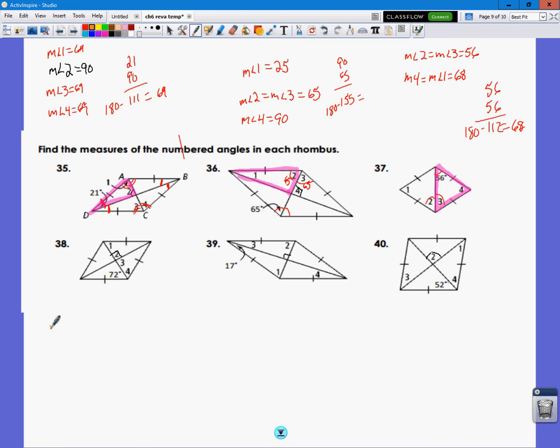Angle 2 in number 38 is the one that's 90 degrees. Angle 4 and angle 1 would both be equal because they bisect opposite angles, and it is going to be 72 degrees. And angle 3 is also here in the middle, so it's also 90 degrees.